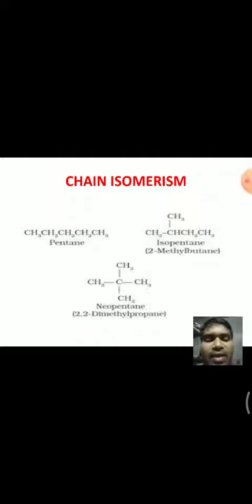And in neopentane, the main chain contains only 3 carbons and 2 carbons are attached as branches. That means there is a difference in the chain. That's why these are called chain isomers. These chain isomers differ in the arrangement of carbons in the chain, that means in the branches.